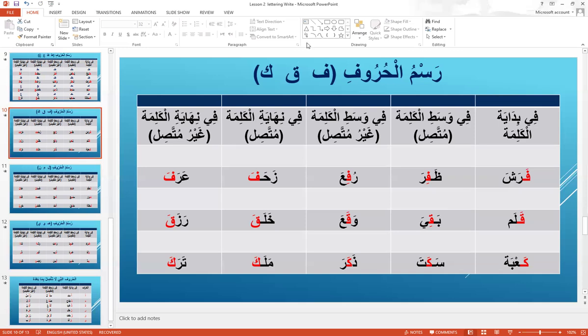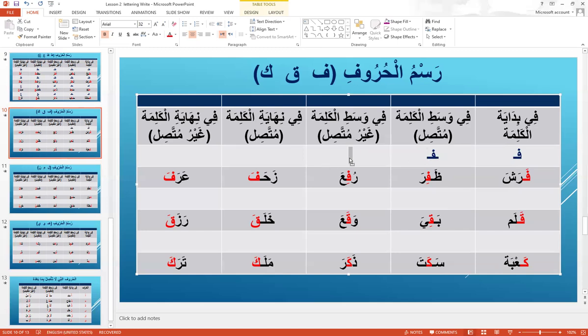So let's start with Fa. Fa at the beginning of the word. So we write Fa, then we give it its connection. Then Fa in the middle of the word, connected. Fa at the middle of the word, connected. So we write it, then we give it its connection on both sides.